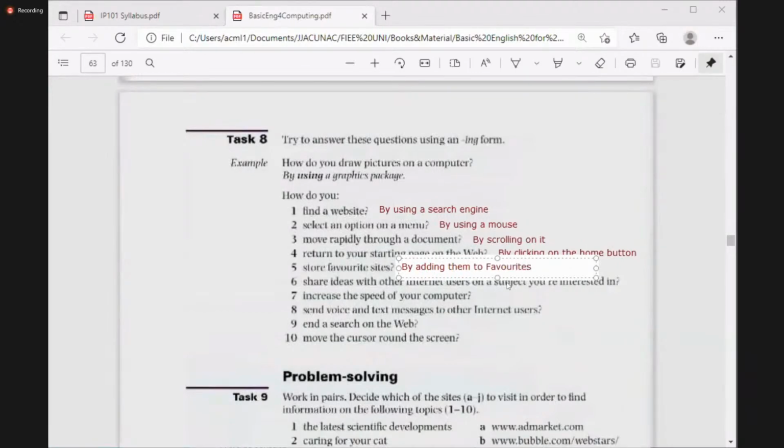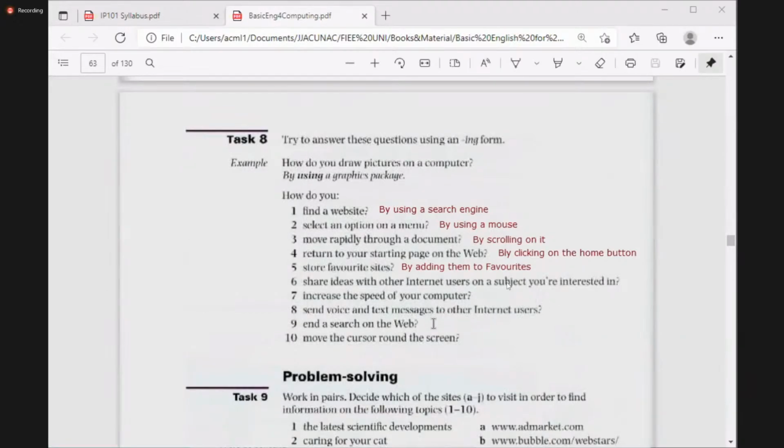Because it's American English, favorites. How do you share ideas with other internet users on a subject you're interested in? By joining a news group. How do you increase the speed of your computer? By adding RAM memory or cache memory. How do you send voice and text messages to other internet users? By attaching these via email.